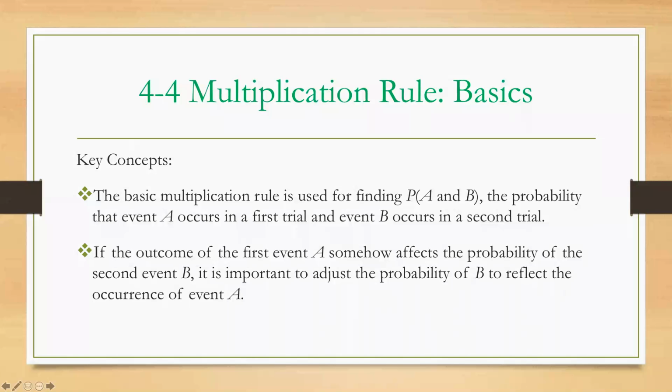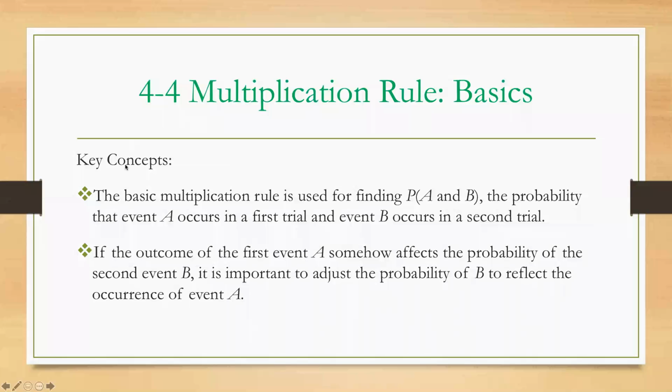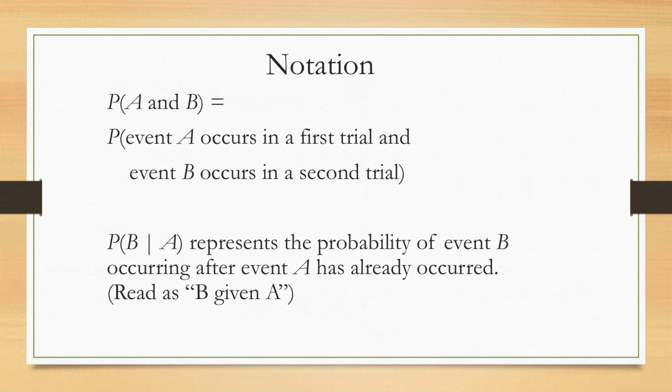Here we go. Here is 4-4. So in this case, we're going to be talking about basically the probability of A and B, which is the probability that event A occurs in the first trial and event B occurs in the second trial. It is really important that we take into consideration that if the probability of A occurring affects the second event B, we're going to call that a conditional probability. So B given A represents the probability of event B occurring after event A has already occurred. Reads as B given A.